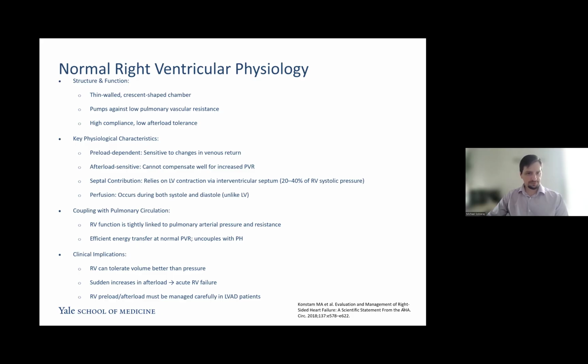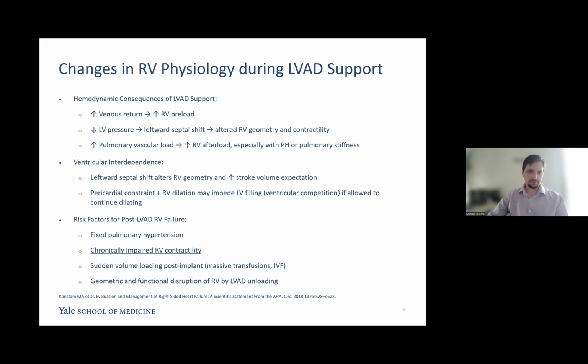The clinical implications for this would be that the RV can tolerate volume better than it can tolerate change in pressure, and sudden increases in afterload will put the patient at risk for acute RV failure pretty quickly. So we have to watch out. So how do the changes from LVAD support create some of these issues for the RV?